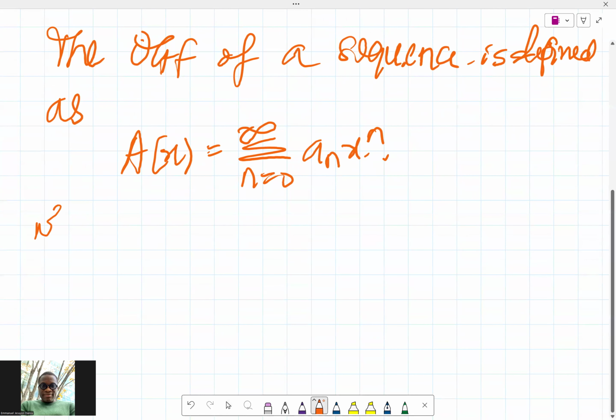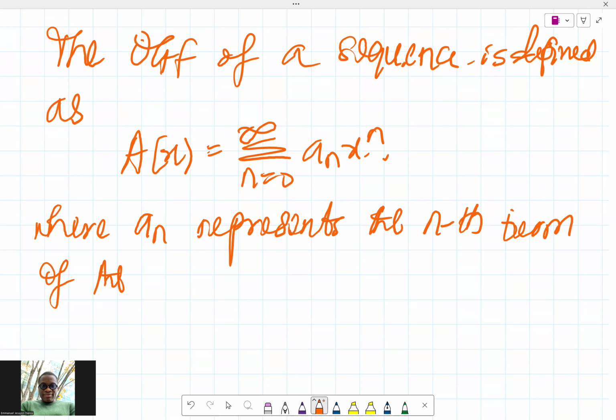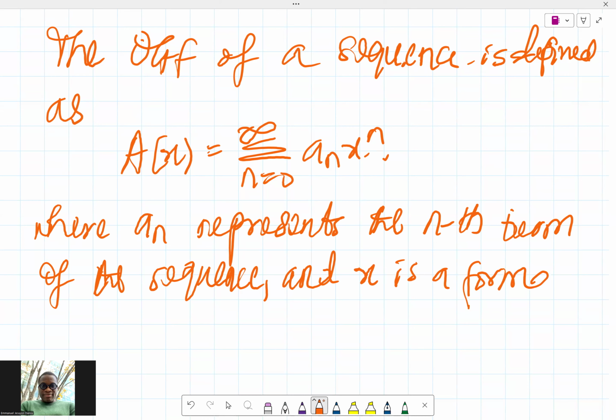So here, a_n represents the nth term of the sequence, and x is a formal variable.